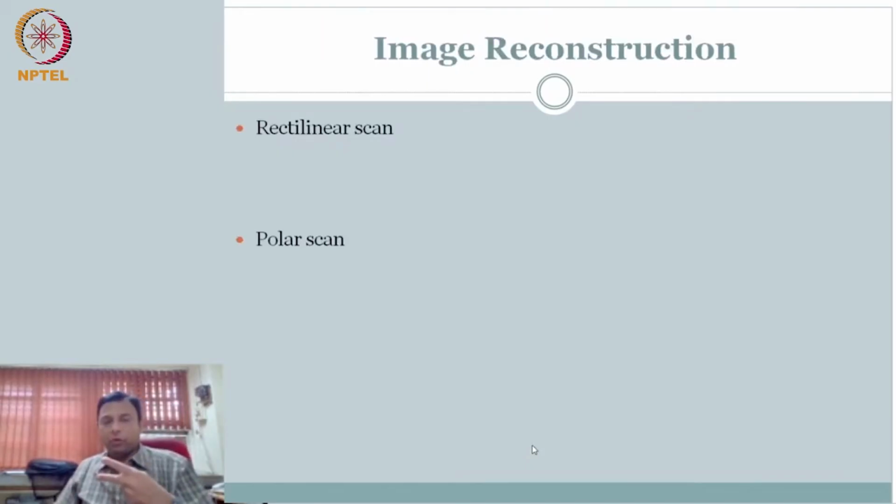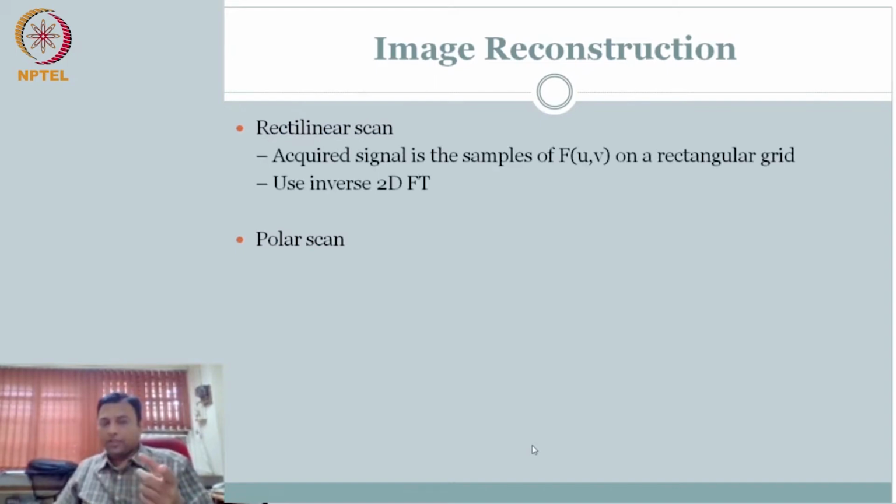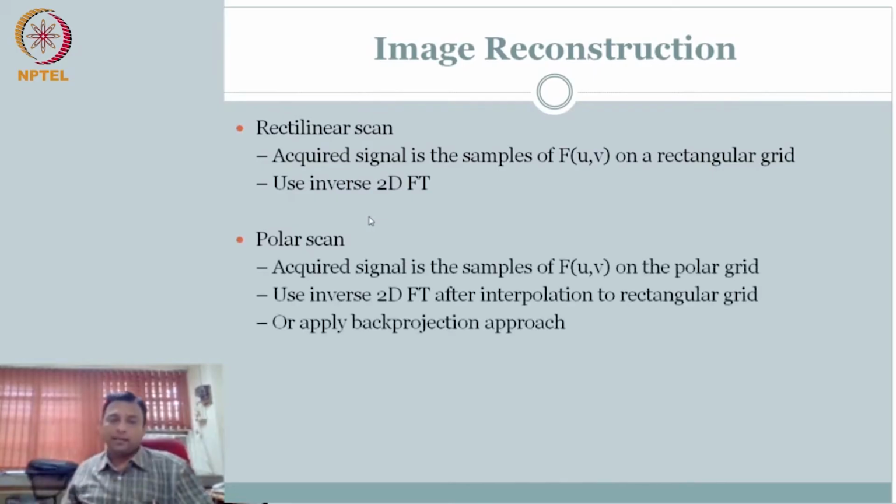So we have two kinds of data. One is rectilinear scan, the other is polar scan. What we've seen is the acquired signal actually is samples of F of u comma v on a rectangular grid if it is rectilinear scan. All you have to do is take the 2D inverse Fourier transform, and you will get your image. Likewise in polar scan, the acquired data is already F of u comma v but on a polar grid. So you can either convert it to a rectangular grid and do it, or apply the back projection approach.